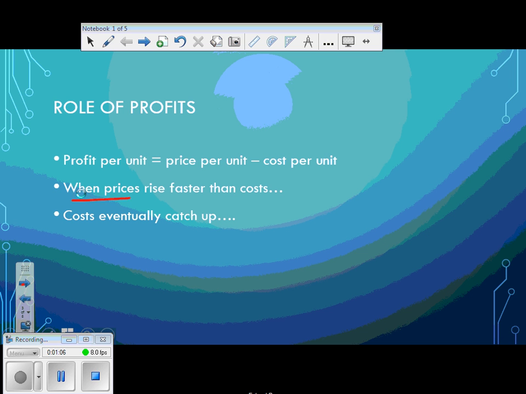Something else to keep in mind here is profit per unit. Okay, so we're focusing on wages. That's the cost per unit. So in the short run, prices tend to adjust more quickly than wages. Most economists agree prices and wages do not adjust immediately. That's where we have an upward sloping short-run aggregate supply curve.